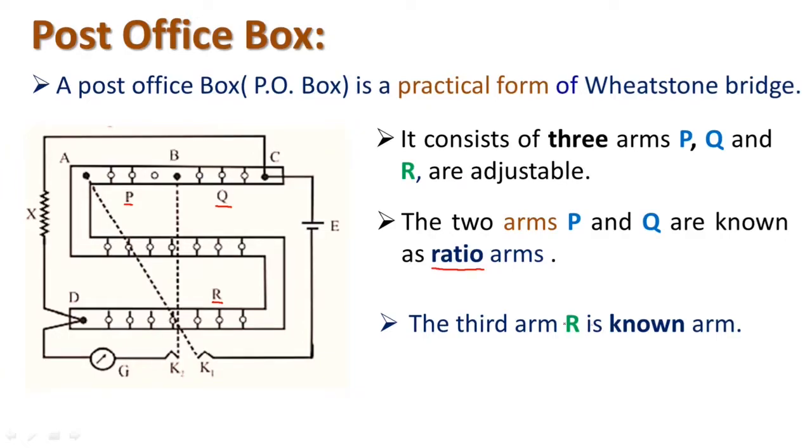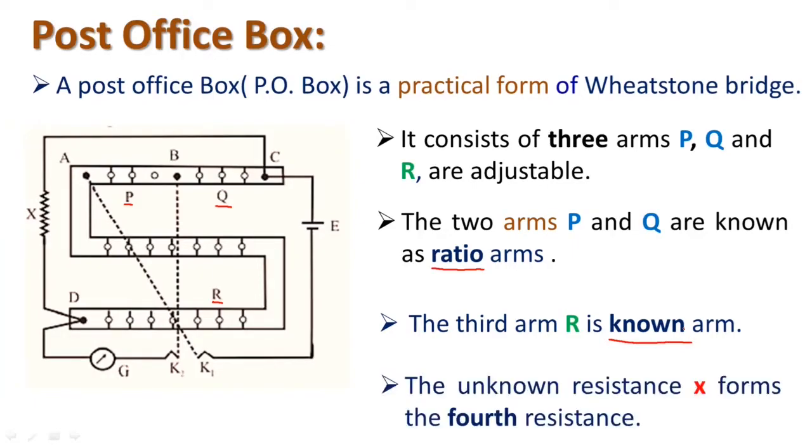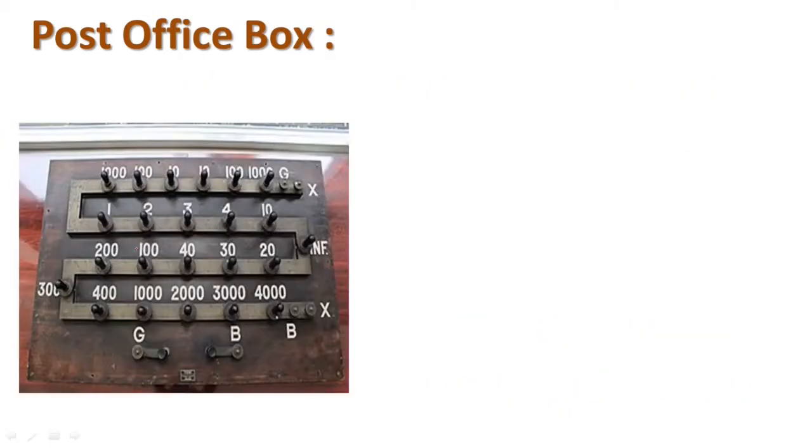Hence, arm R is called as known arm and the unknown resistance X, that is the fourth resistance, the fourth arm of this network. This picture which we are seeing on the screen is actual post office box that is used in our practical lab to determine unknown resistances. Let us see the construction of post office box.